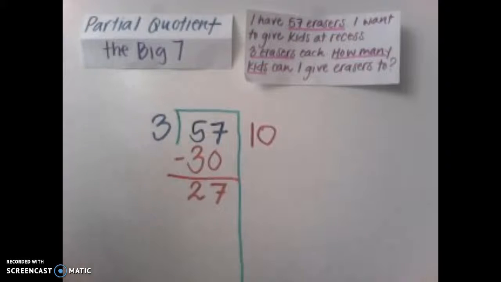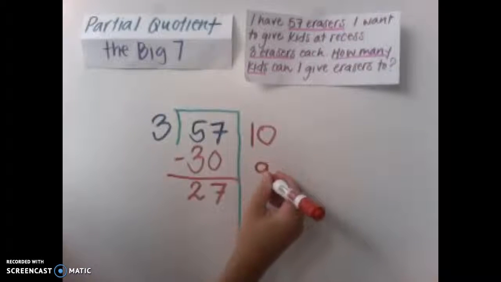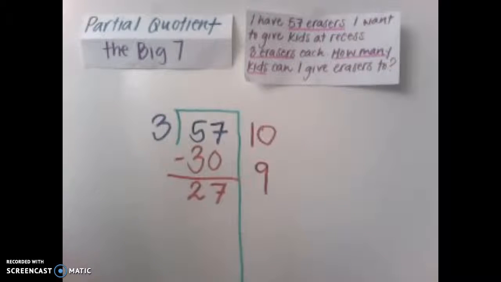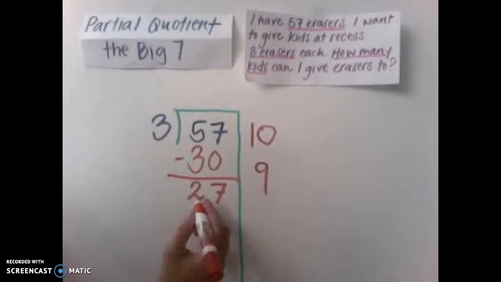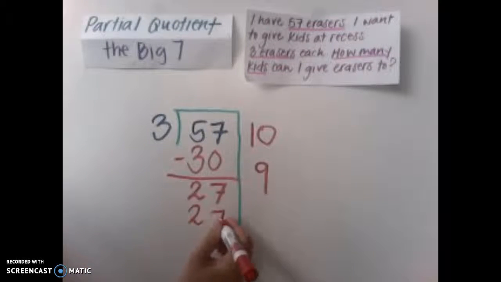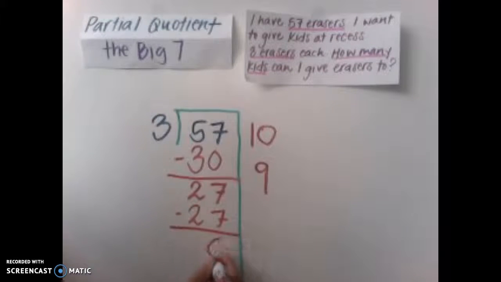Let's see. If I have 27 erasers left and I'm giving out 3 per kid, I know that I can give out 9 more kids erasers. So I've given 9 kids 3 erasers each. I've given out 27 erasers. So now I have no erasers left.